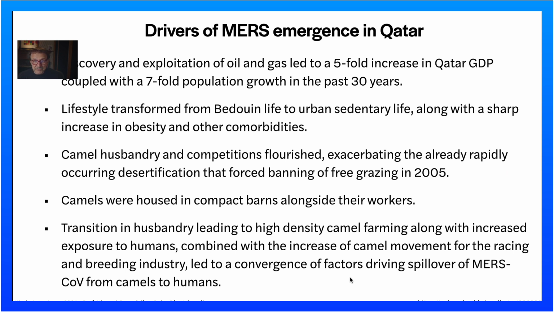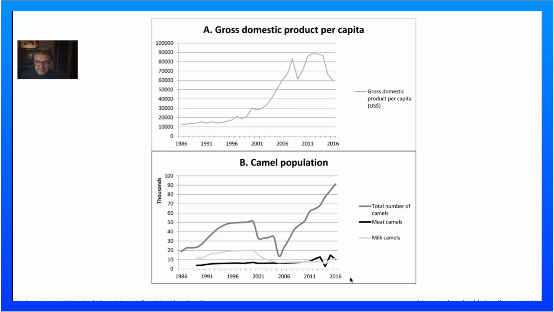It's a convergence of factors driving spillover of MERS-CoV from camels to humans. It's our fault, folks. We did it. We moved camels around, decided they were cool to do things with, had more contact with camels. We got their virus. It's our fault.